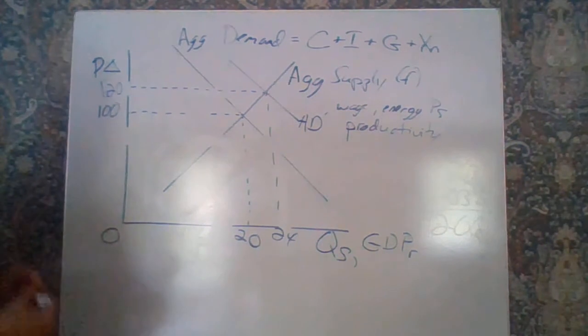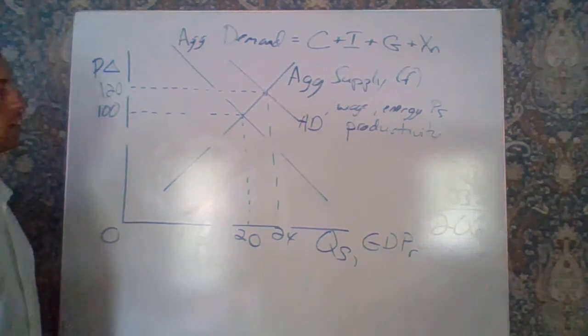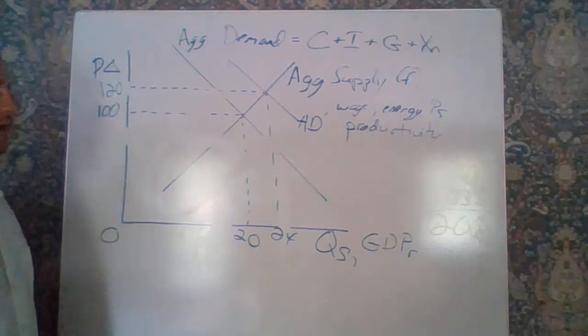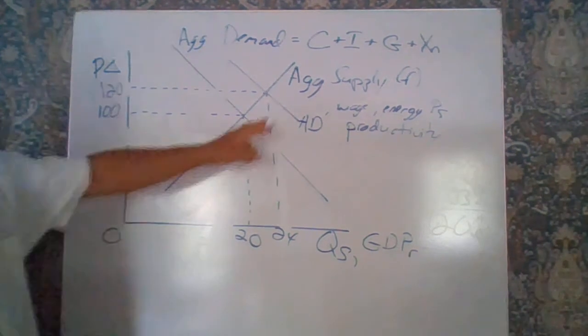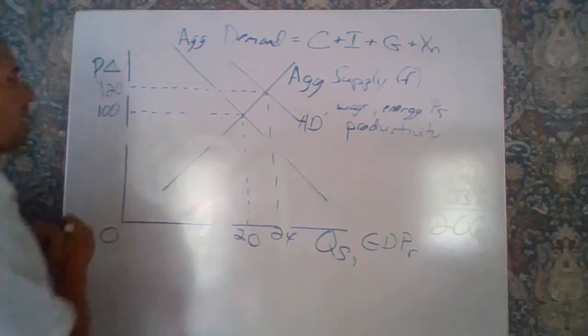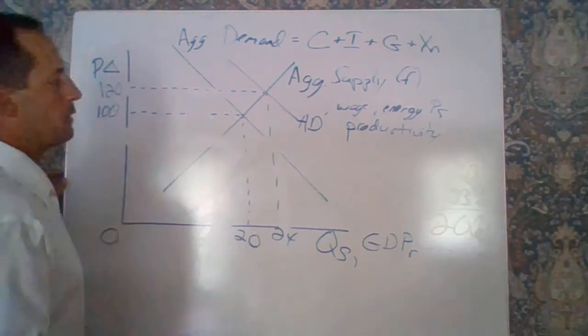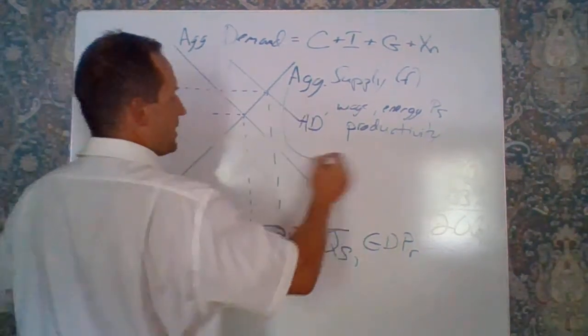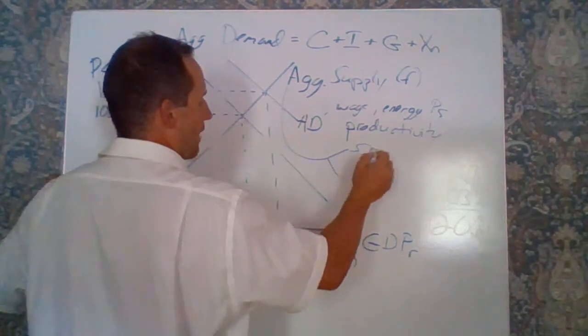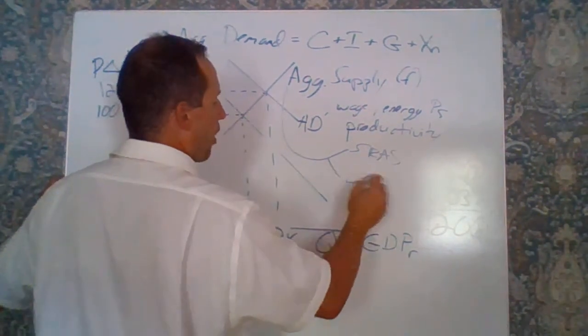So this is just the basics of aggregate supply and demand. We only have one supply curve right here, aggregate supply. Many books make a distinction between short-run aggregate supply and long-run aggregate supply.